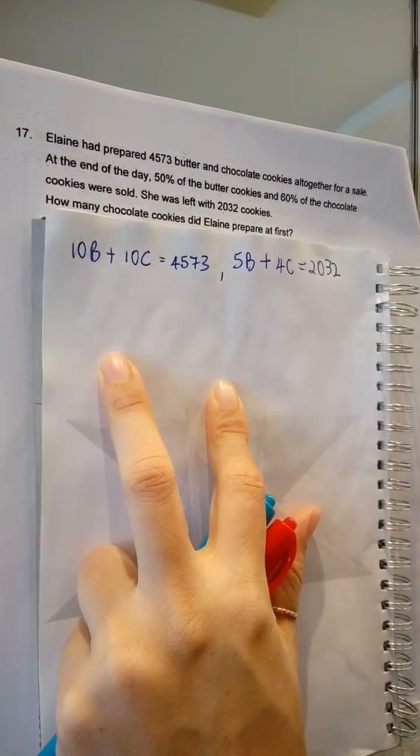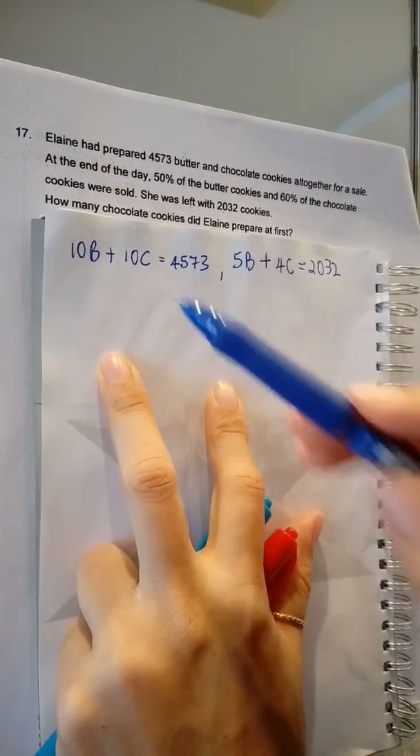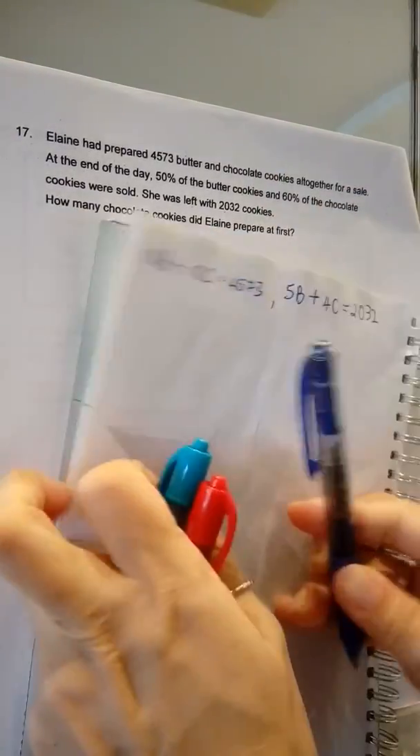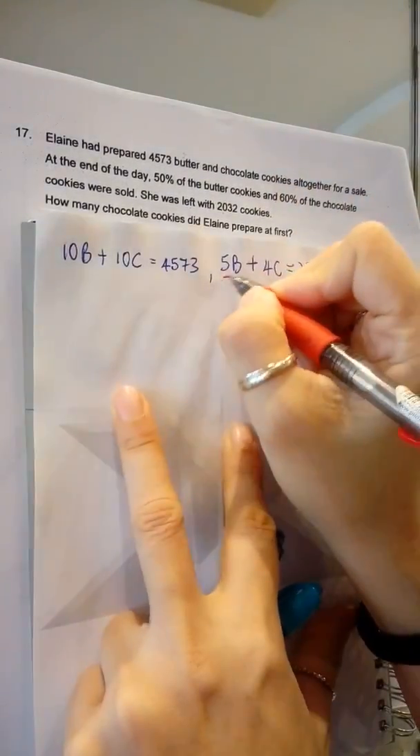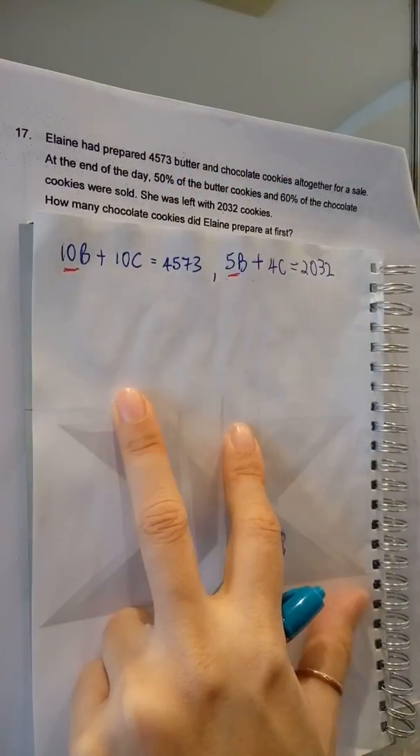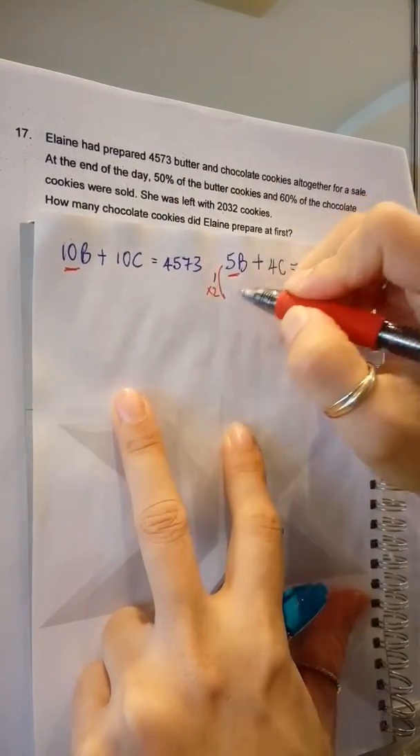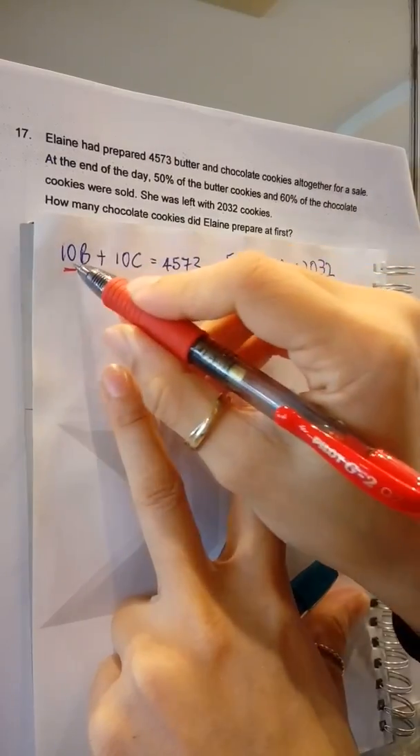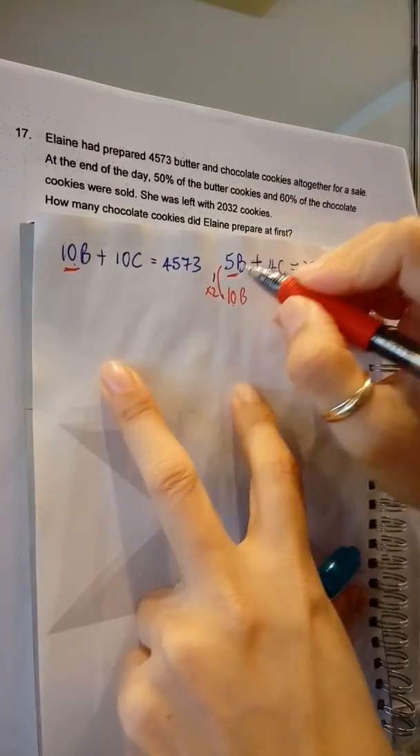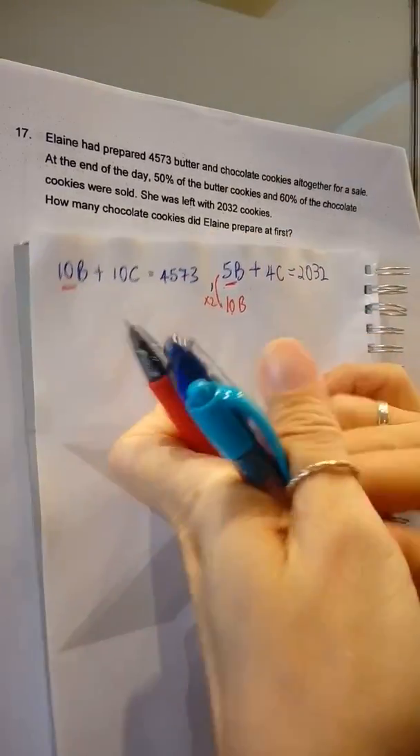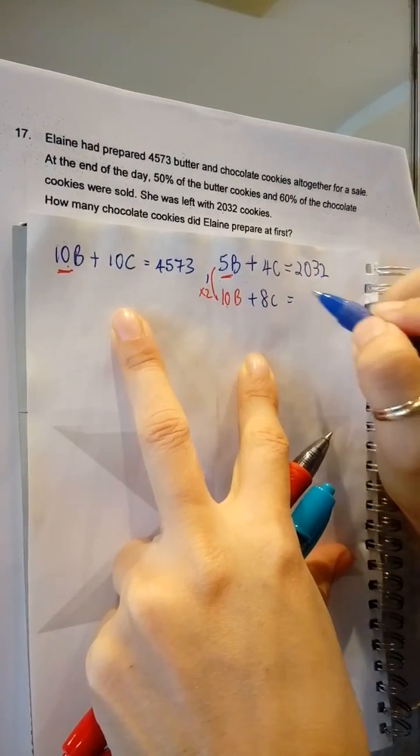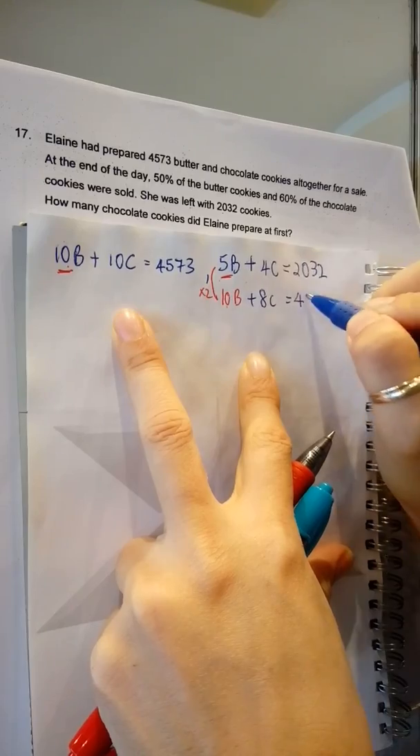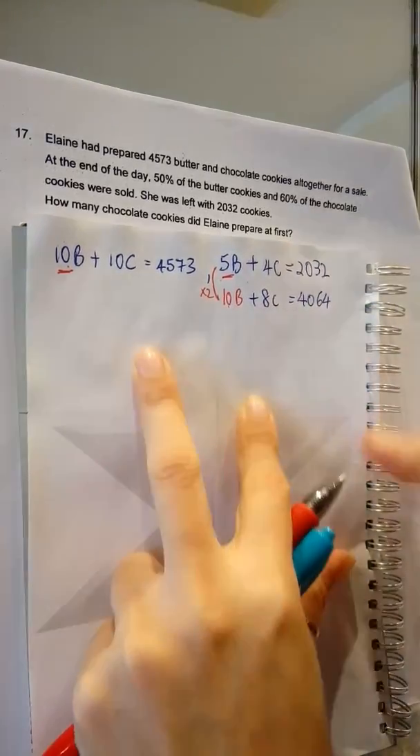Now, do you find this equation familiar? It looks like the units and parts. You have to get rid of one. In this case, it looks easier if I get rid of butter cookie, because here just times 2, I get 10, 10. See that it's the same? So times 2, times 2, times 2, 4,064.